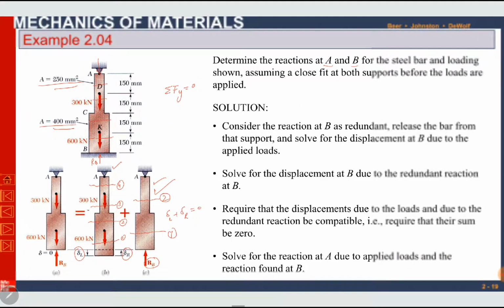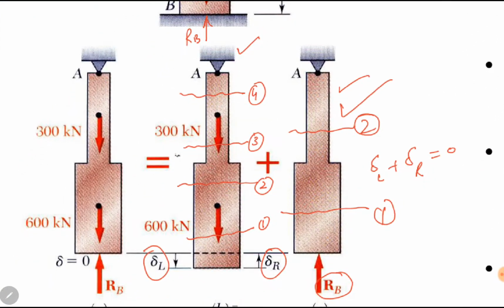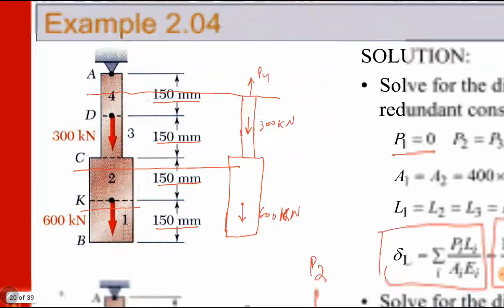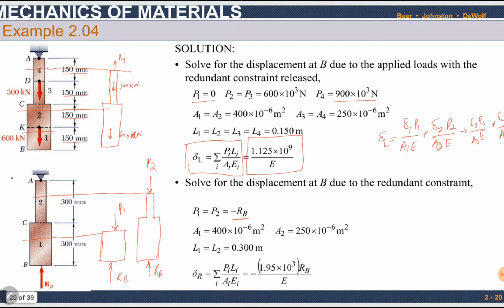Remember that in the previous bar we had 4 sections, 1, 2, 3 and 4. The diameters and areas of 1 and 2 were the same, and the areas of 3 and 4 were the same. In this bar, we have only 2 sections, 1 and 2. The areas are different. A1 and A2 are known. L1 and L2 are also known, 300 and 300 millimeter each. E is still unknown. We have to solve this problem.